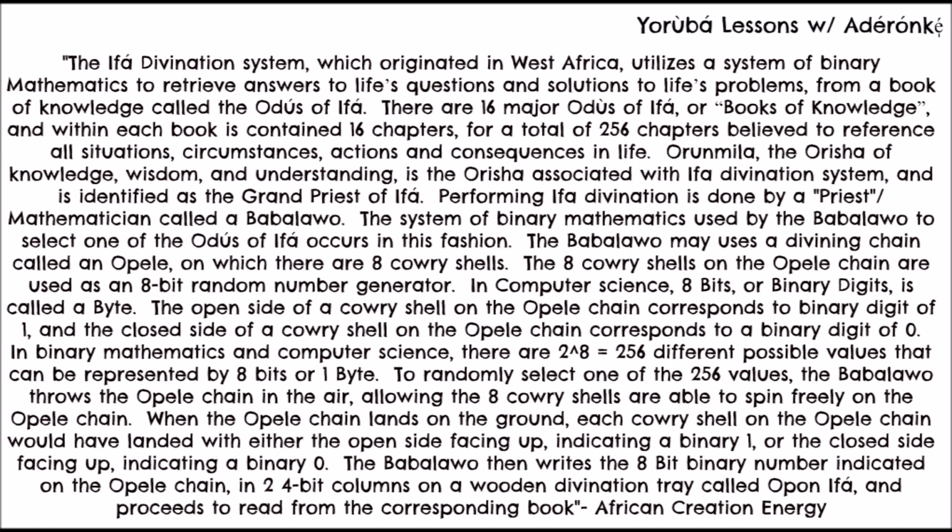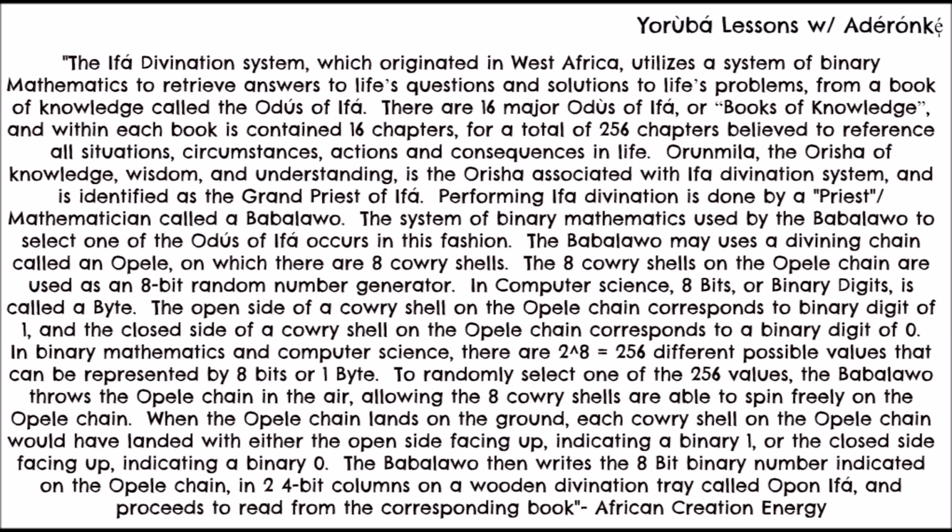So the Ifa divination system, which originated in West Africa, utilizes a system of binary mathematics to retrieve answers to life questions and solutions to life's problems from a book of knowledge called the Odus of Ifa. There are 16 major Odus of Ifa, or books of knowledge, and within each book is contained 16 chapters for a total of 256 chapters believed to reference all situations, circumstances, actions, and consequences in life. Orunmila, the Orisha of knowledge, wisdom, and understanding, is the Orisha associated with the Ifa divination system and is identified as the Grand Priest of Ifa.